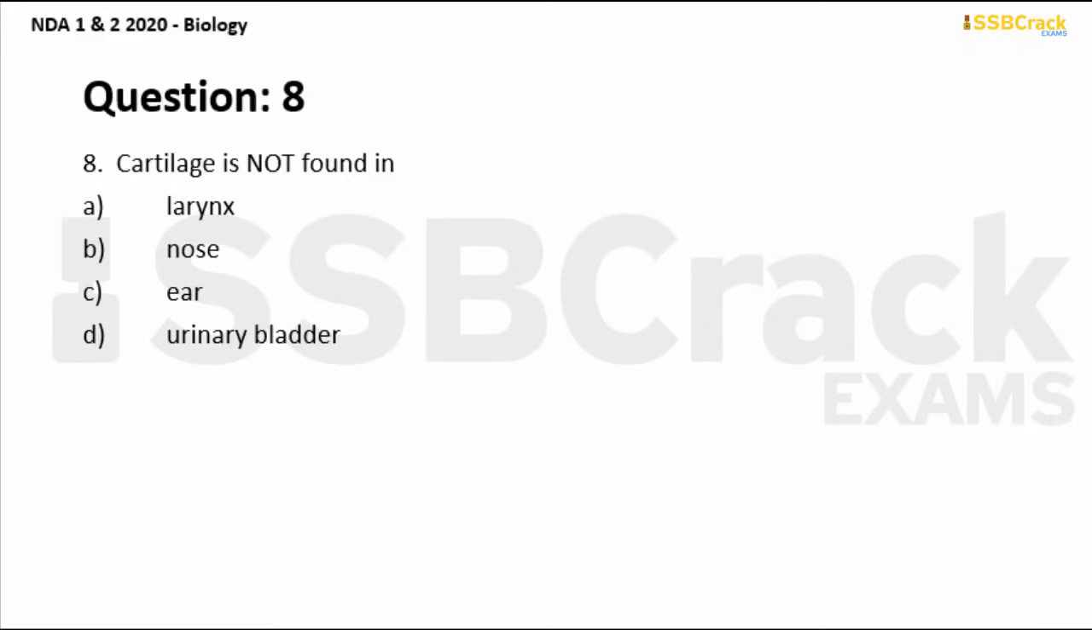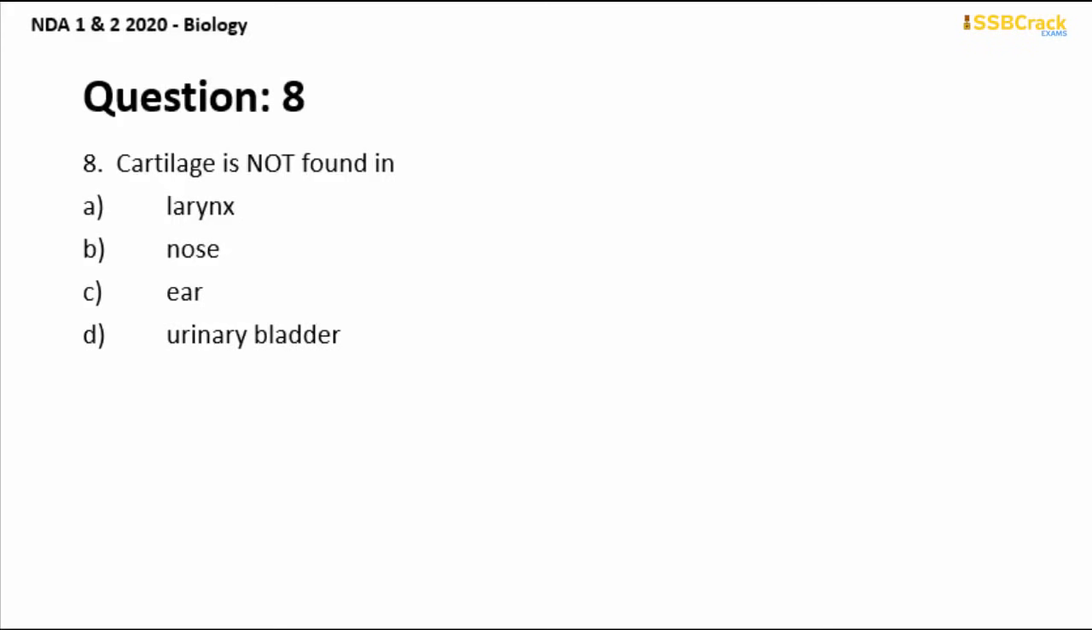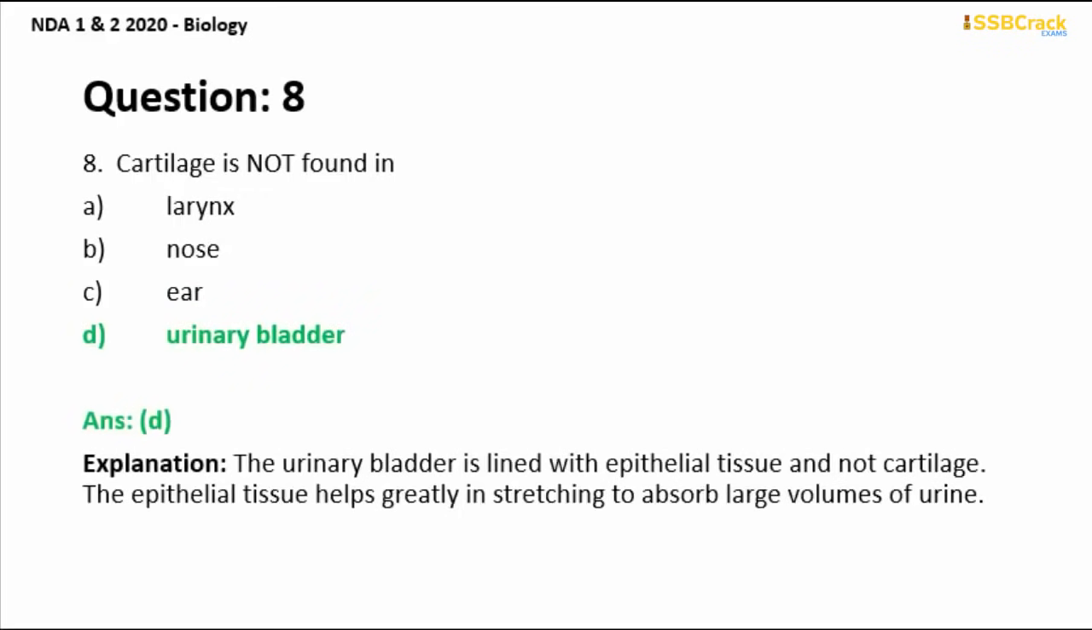Question number 8. Cartilage is not found in option A larynx, option B nose, option C ear, option D urinary bladder. What is the answer? It's option D urinary bladder. So let us look into the options one by one. Larynx. Larynx is a cartilaginous skeleton, right?